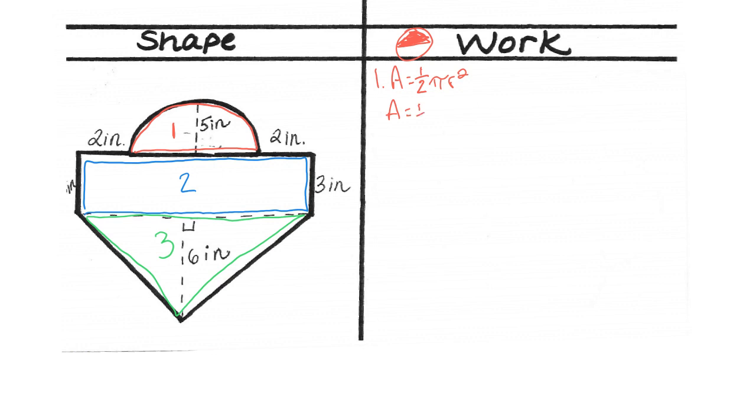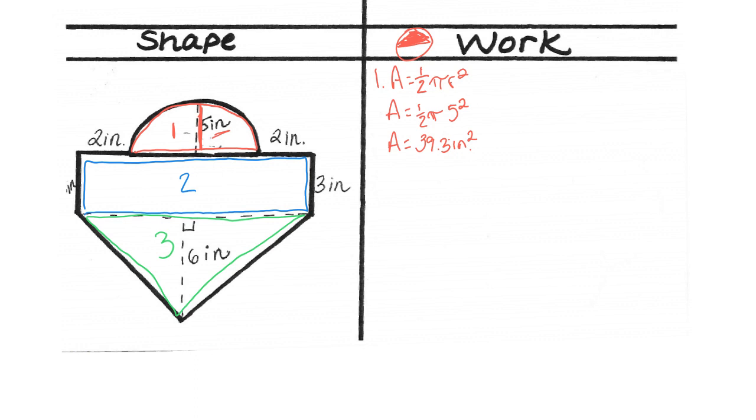So 1/2 pi, it tells us our radius here, which is 5 squared. So our area is 1/2 of pi times 5 squared. And when you put that in the calculator, that should give you 39.3. Again, we label inches squared.